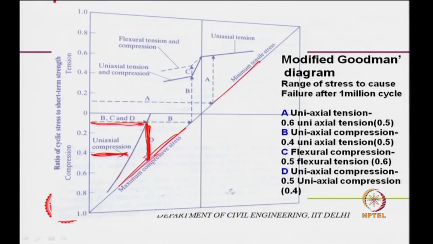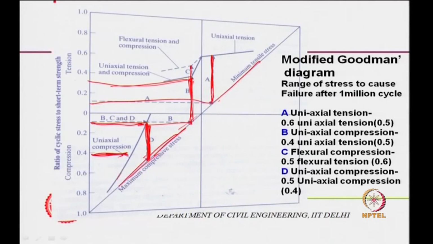So, failure would occur at 10 to the power 6 cycles. If you are applying tensile stresses, you can go up to 20% or 30% of the tensile strength, and reversal can occur from 10% of the compression to 30% of the tensile. This is uniaxial tension and compression, this is in flexure, and if you are doing purely tensile, at 10% of the tensile load you can go up to this and come back.